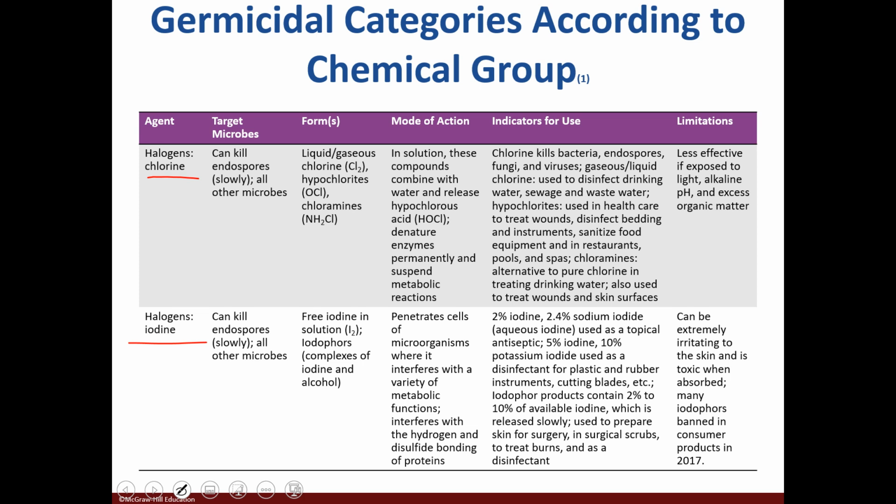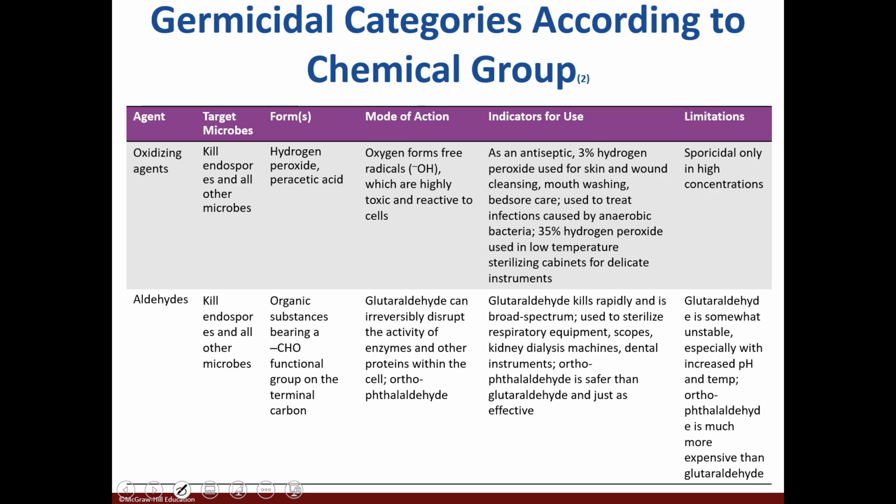Iodine can kill spores by affecting metabolic functions. It can be used as an antiseptic on the skin and disinfectant of instruments. Hydrogen peroxide, which is an oxidizing agent, can kill endospores and is used as an antiseptic agent.